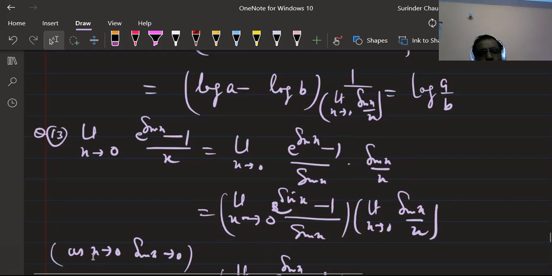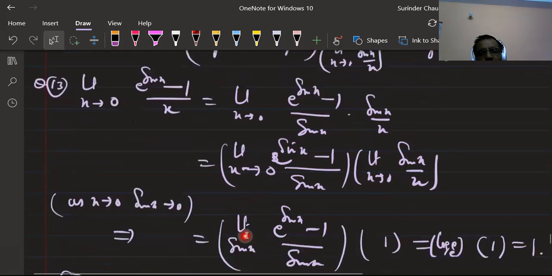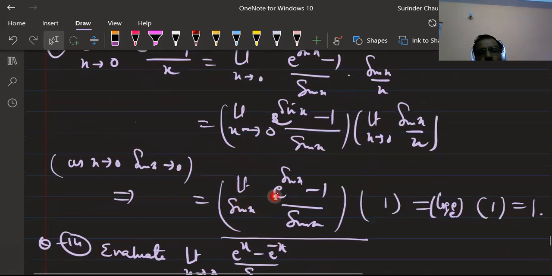As x tends to 0, sin x tends to 0. So we can write limit sin x tends to 0 of (e to the power sin x minus 1) upon sin x. This will become log of e, which is equal to 1. So the answer is 1.